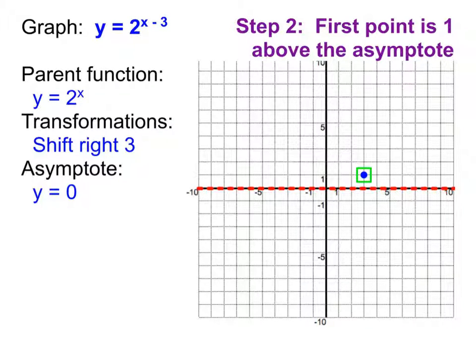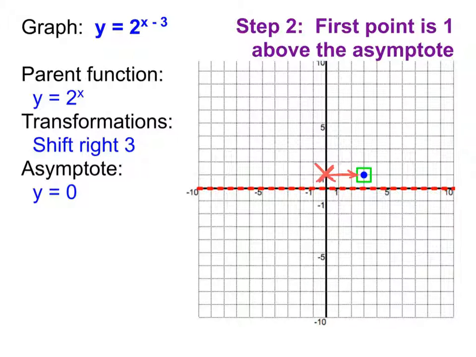After that, the first point is always up 1. But notice it's not here this time. That's where it would normally be if it wasn't moved over. So how do you get that first point? Remember, it's moved to the right 3. So if you know that it normally starts there, I can then take that point and move it to the right 3. So I go over 3 and plot that first point 1 away from the asymptote. As long as you know, always start 1 above the asymptote, these graphs get a lot easier.